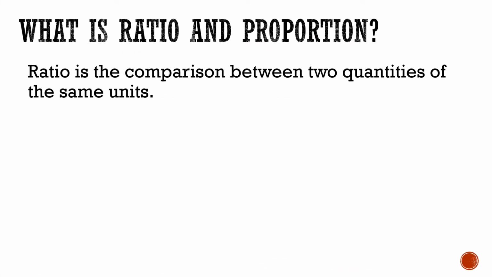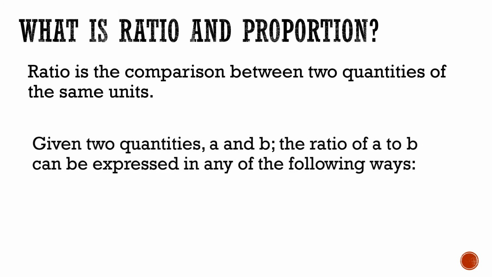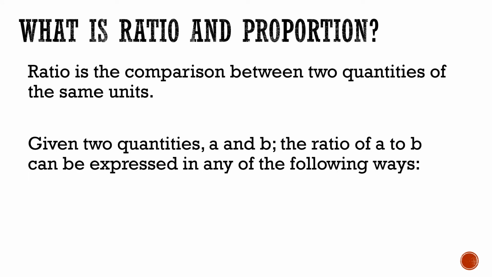Ratio is the comparison between two quantities of the same units. Given two quantities A and B, the ratio of A to B can be expressed in any of the following ways. It's either A is to B, A:B with a colon, or A over B. Remember that ratio can also be expressed as a fraction.